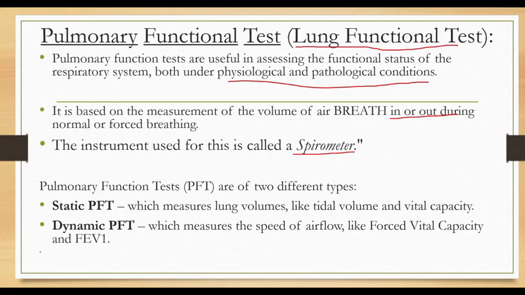Pulmonary function tests are of two types, static pulmonary function tests and dynamic. Static pulmonary function tests measure the lung volume, like tidal volume and vital capacity. Dynamic pulmonary function tests measure the speed of airflow, like forced vital capacity and FEV1.